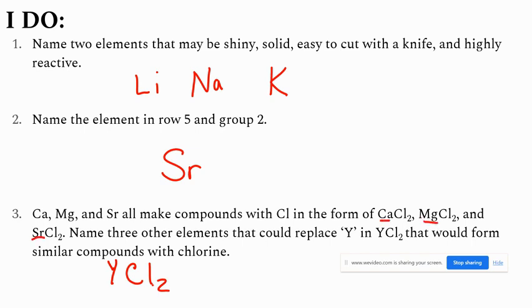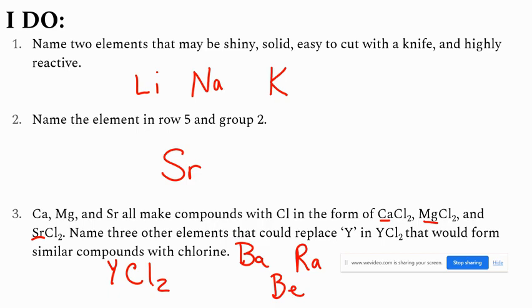What do those three elements have in common in their location on the periodic table? Column 2. So another answer here could be barium. Radium. Yep. Is that R A? Ra. Yeah. And then beryllium. Yep. There you go.